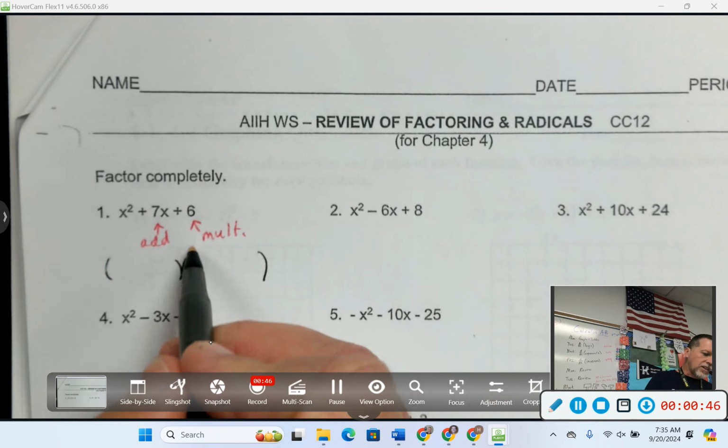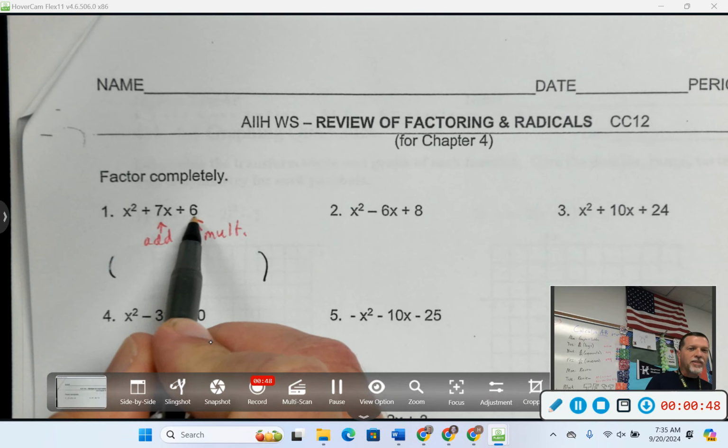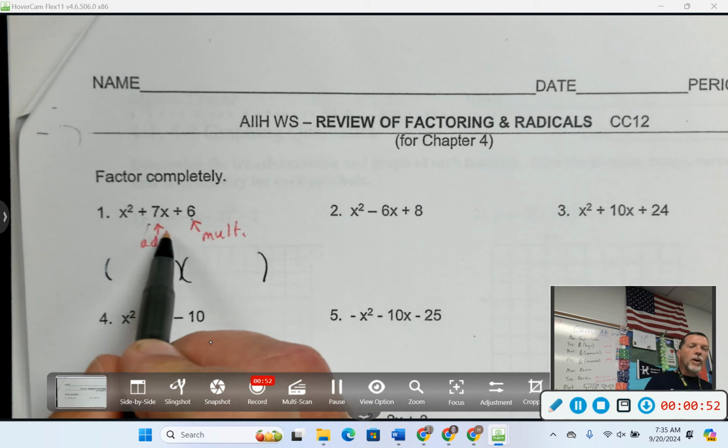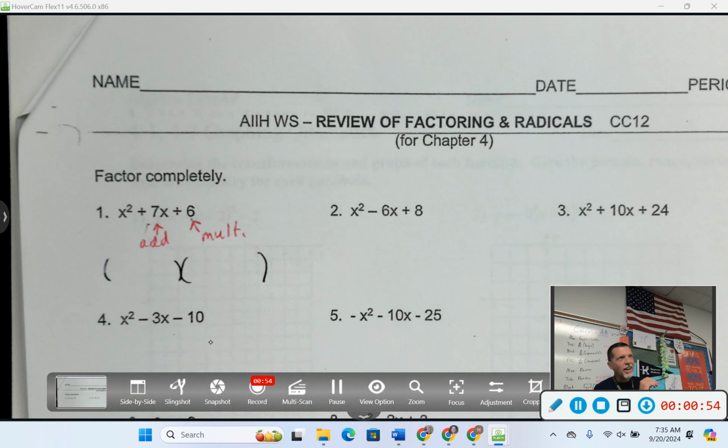Well, negative 6 and negative 1 would multiply to positive 6. No, I'm saying, that's the X, sorry. Wait, but those are the X values if this was an equation equal to 0. Yes. Is it not equal? There's not equal to anything. How are we supposed to factor? So we're still going to factor.